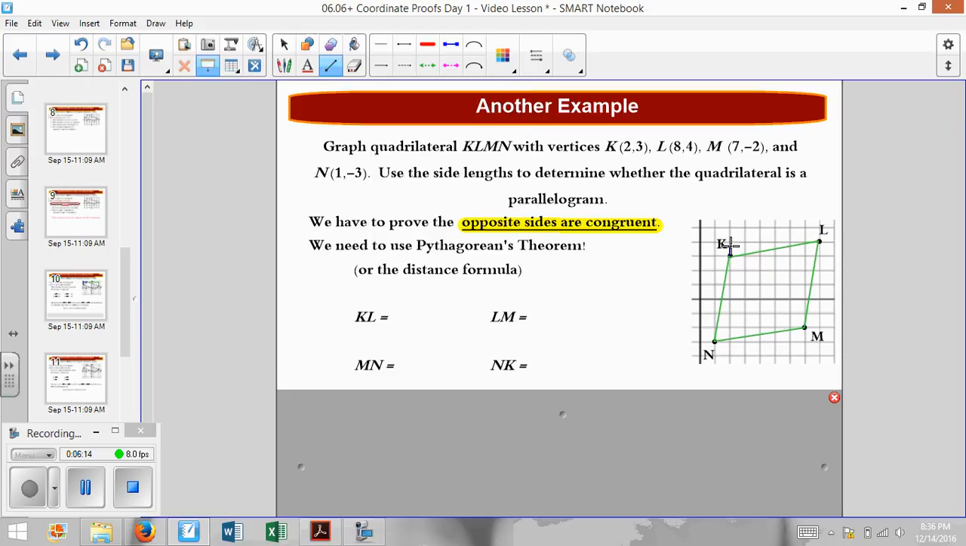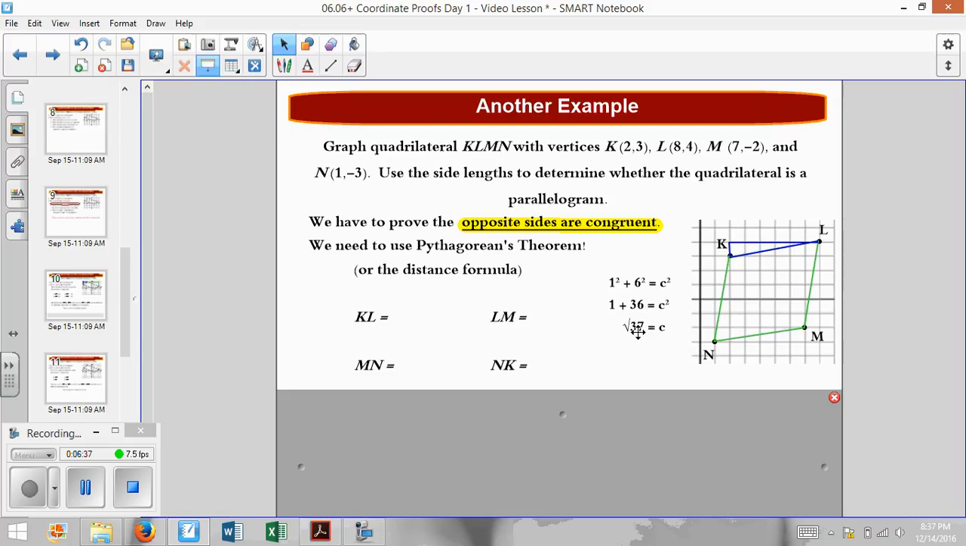So let's do K to L first. So K to L, basically I'm making this little right triangle here in blue, and I'm counting the sides. Well, this side is 1, and this side is 6. So all I'm going to do is 1 squared plus 6 squared equals c squared. I already did that over here. I get 1 plus 36 is 37. And so the length of K to L is the square root of 37.